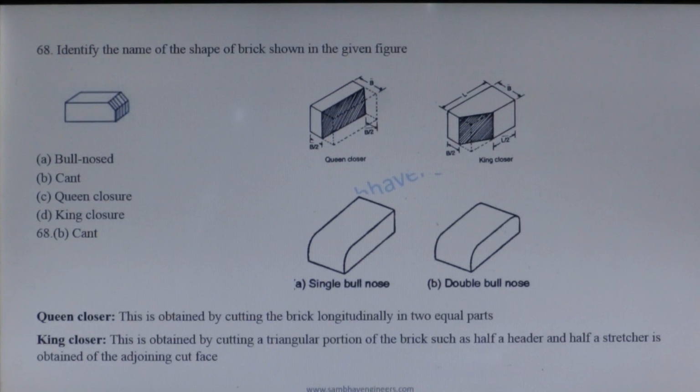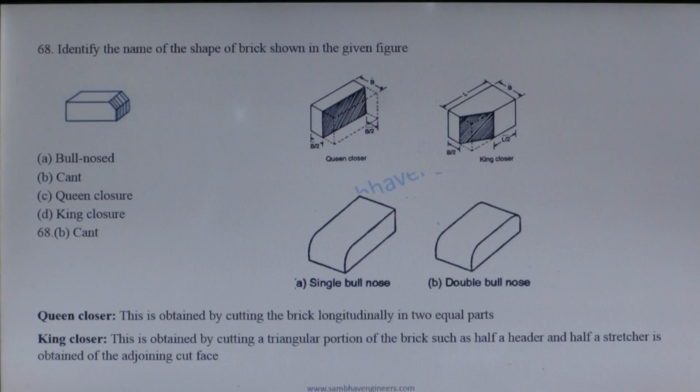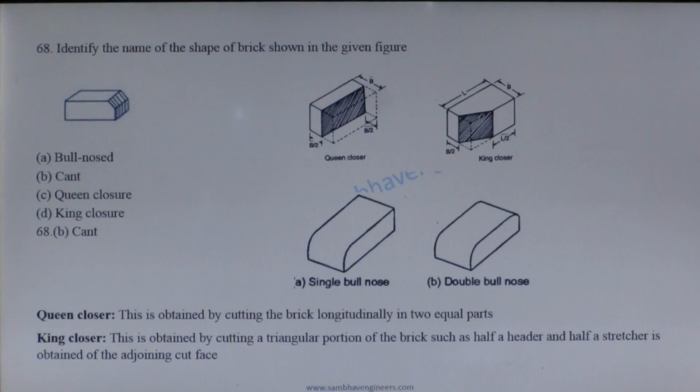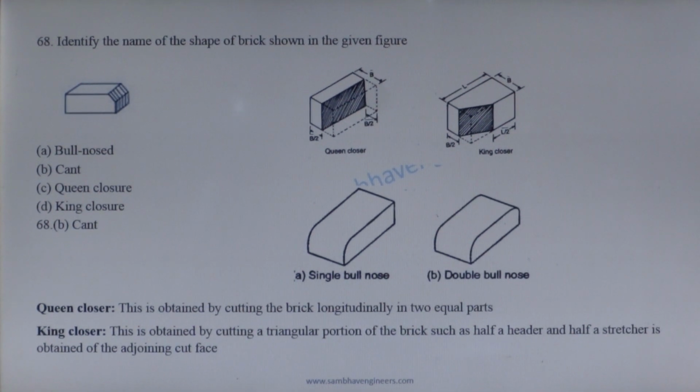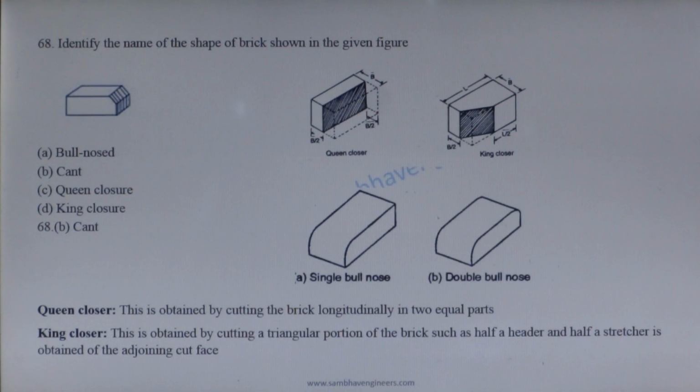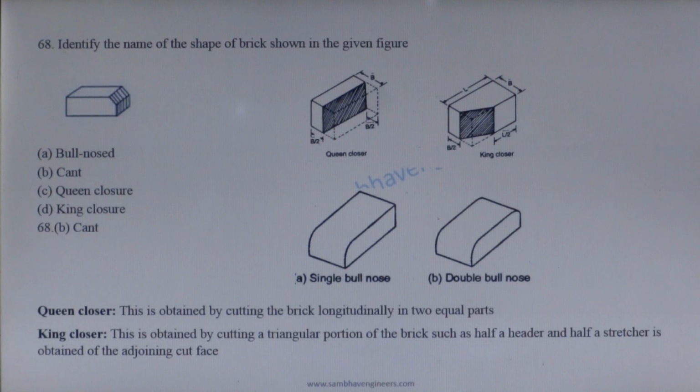Identify the name of the shape of the brick shown in the figure. Bull nose brick has a rounded shape at the corner, while canted brick has a sloped or flat shape at the corner.